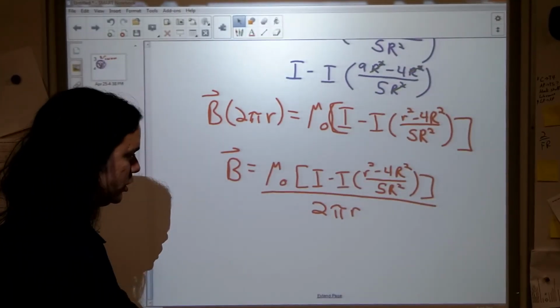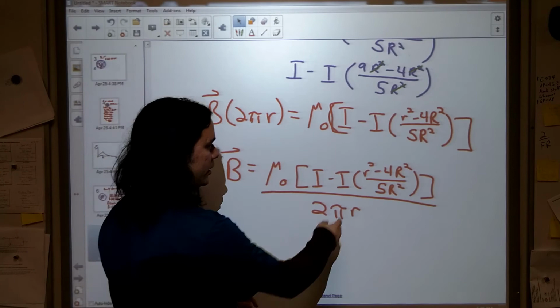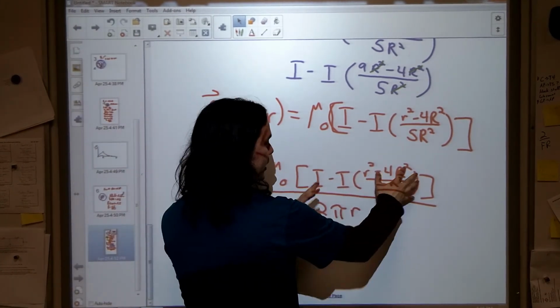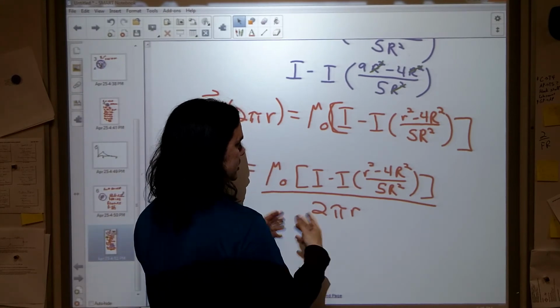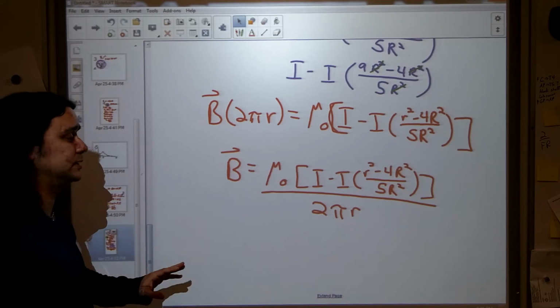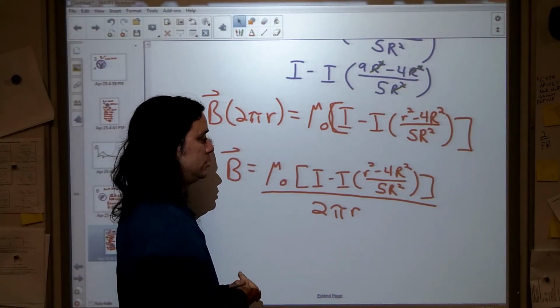Now, I'm not actually going to do much else with this right now. You can see that we have an r squared up here, but we also have a divided by r down here. But because we have some unpleasant terms with some constants, I'd have to do a little bit more math to see exactly what the graph looks like. But the important thing is this. This is the actual equation.